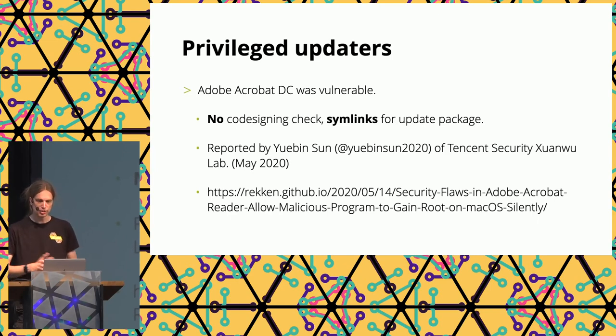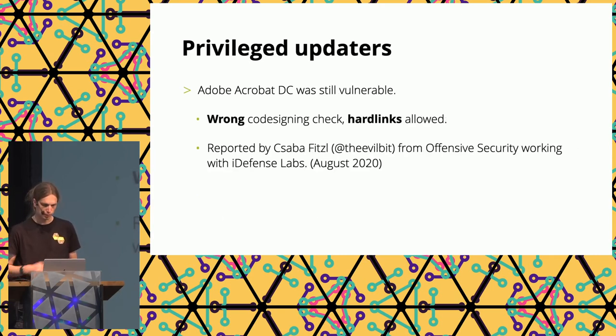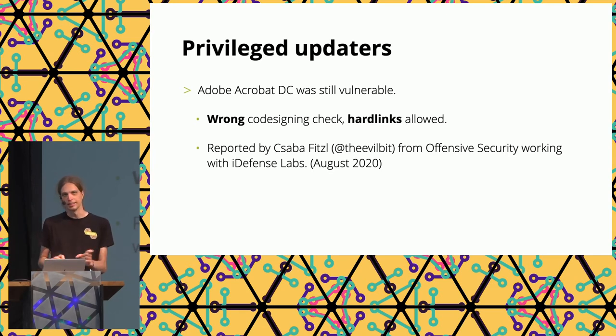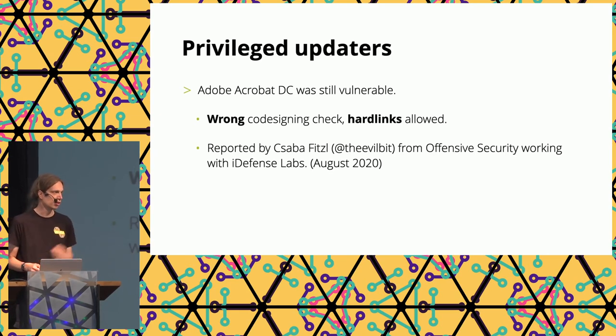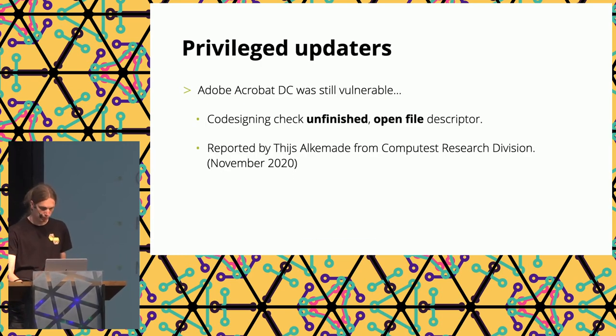But then they made some changes, and they didn't really do everything correctly. At around the same time, Sasaba Fitzel and I looked at it, but he was just a little bit faster with reporting it to Adobe. The code signing check that they implemented was wrong. They used the code signing binary in a way that was easy to manipulate. And it was also possible to create a hard link to the update package because they moved it to a different location. Instead of copying it, the hard links were maintained, so you could keep modifying the update package after they had checked it. A little bit later, I also looked at it.